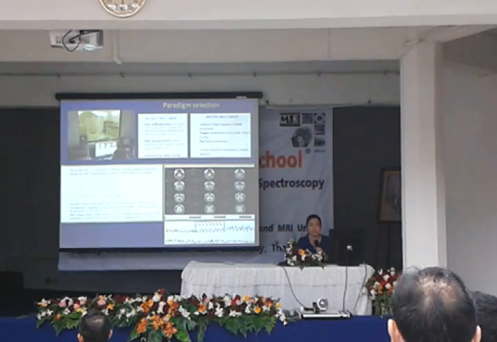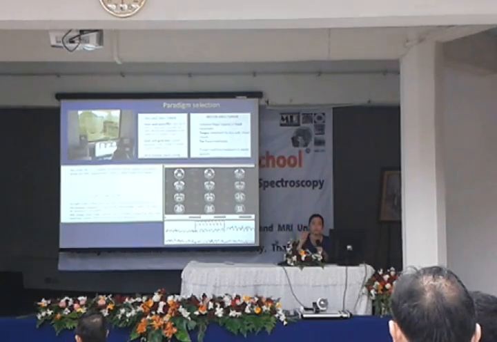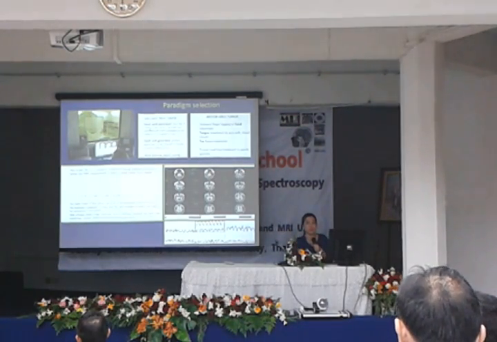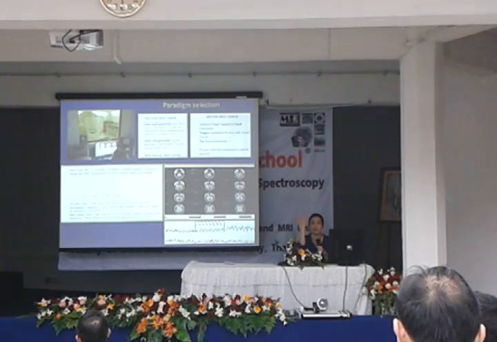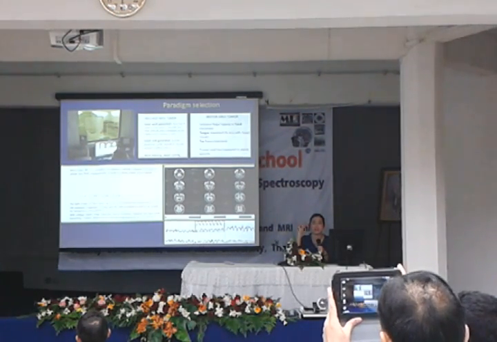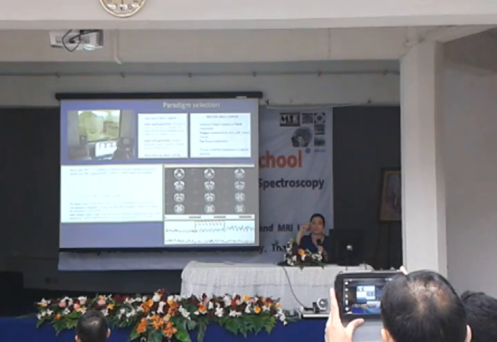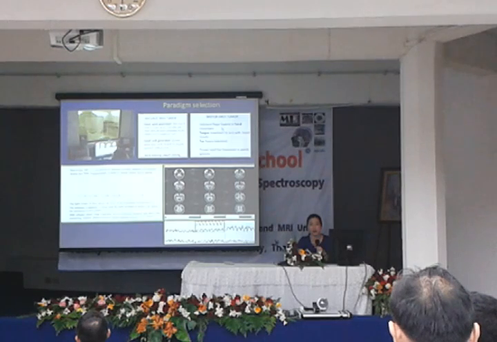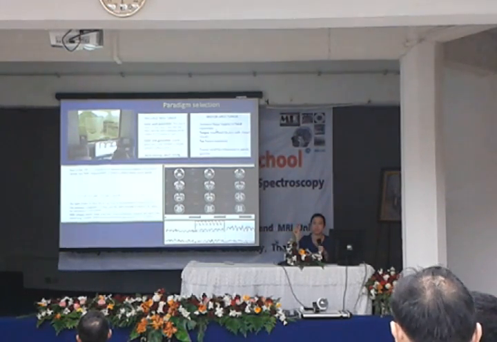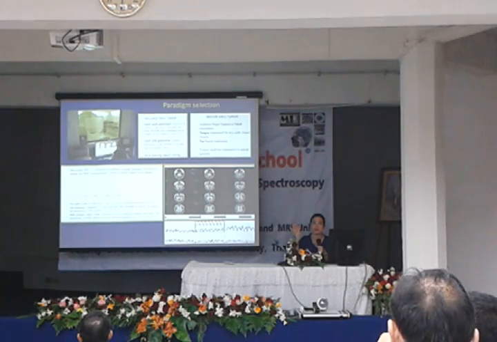For example, in the language area that we would like to see, you ask the patient to think about a word, and we show a letter to them, and they have to think about a word that starts with that letter, something like that. Or for motor area, we ask the patient to do finger tapping, or hand movement, or tongue movement, something like that.